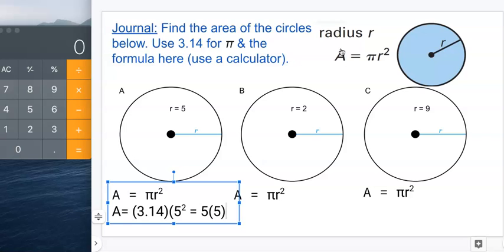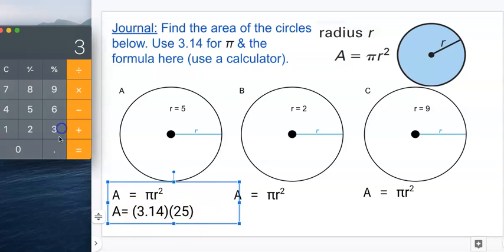10 squared is 10 times 10. 2 squared is 2 times 2. 9 squared, 9 times 9. So you multiply it by itself twice. So first we're going to square 5, which is just 5 times 5. 5 times 5 is 25. So that's our value for 5 squared. So we can actually get rid of that.